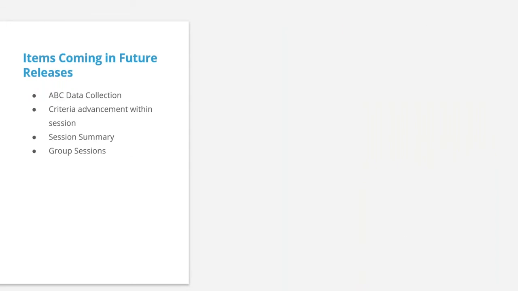Okay, so a couple things. Items coming in feature releases. So what I showed you today, I had to bounce around a good bit, showed you all the bells and whistles. I think I showed most of them, okay? Now, the things that are not in this release on Friday: we have ABC data collection that a lot of our users subscribe to. We wanted to get this out. We are finishing up the ABC data collection, so that is coming in a future release.